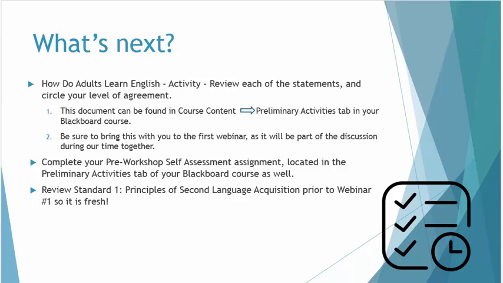So that is a very brief introduction to Standard 1, Principles of SLA. Using this information, we will continue our journey into a deeper understanding of the instructional theories, methods, and approaches to SLA in Webinar 1. It is very important that you complete the following activities prior to our first webinar. We want to have an interactive, engaging exchange of ideas.